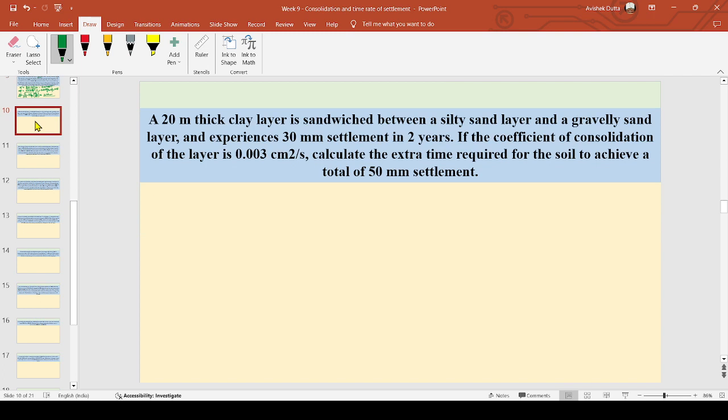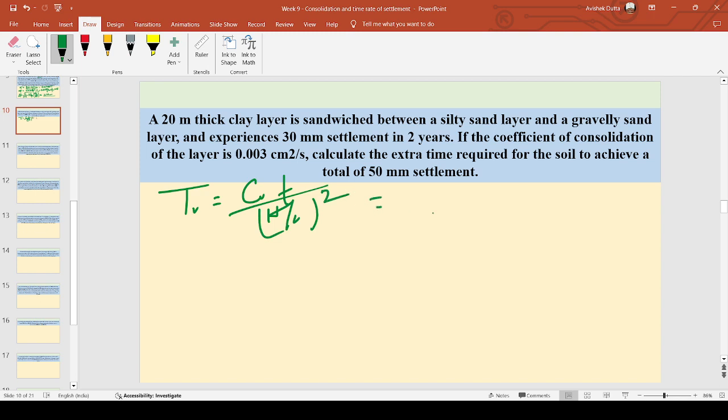A 20-meter thick clay layer is sandwiched between silty sand. When we say sandwiched between silty sand and gravelly sand, what does that convey? Single drainage or double drainage? Double drainage. Yes, very good. So first of all, you have to find the value of the time factor in the formula CvT by H by 2 whole square.